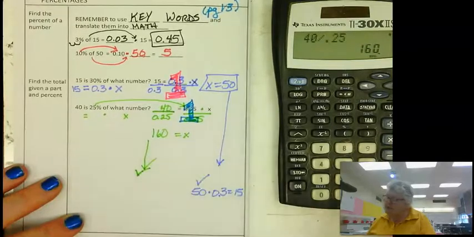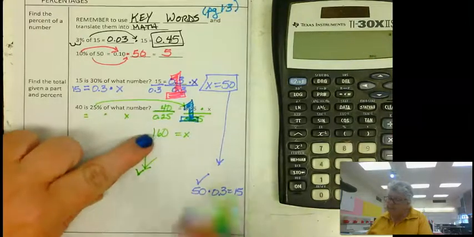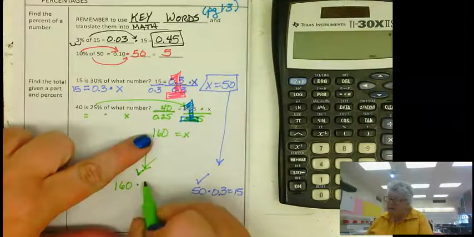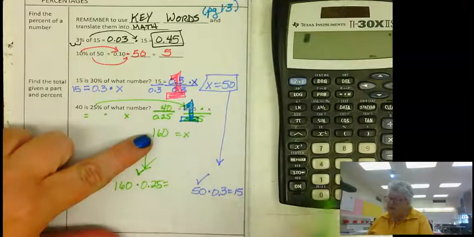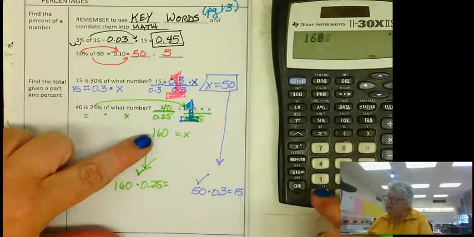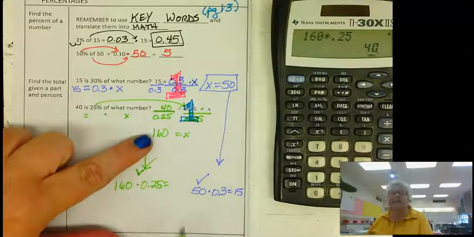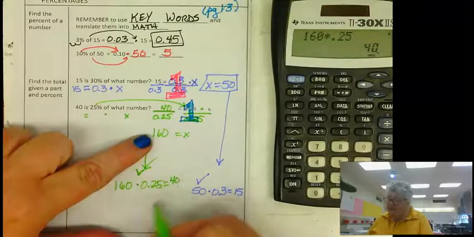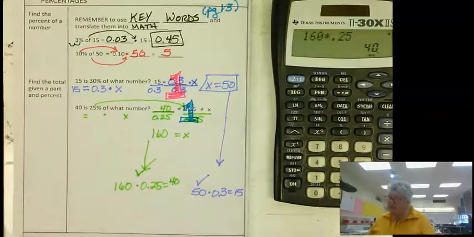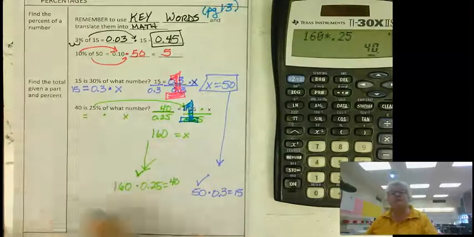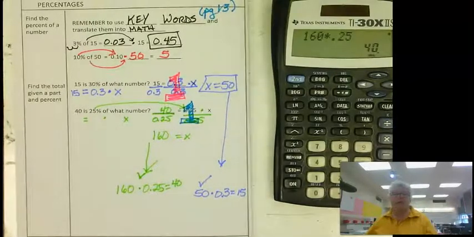Okay, we're going to check this by doing 160 times 25%, and it should equal 40. Look at that! It does! Yay! Woohoo! And that's all there is to doing percent. It just takes some thinking and doing it step by step. So keep your notes handy, okay? And we're going to go on and do some guided practice. See you in a minute.